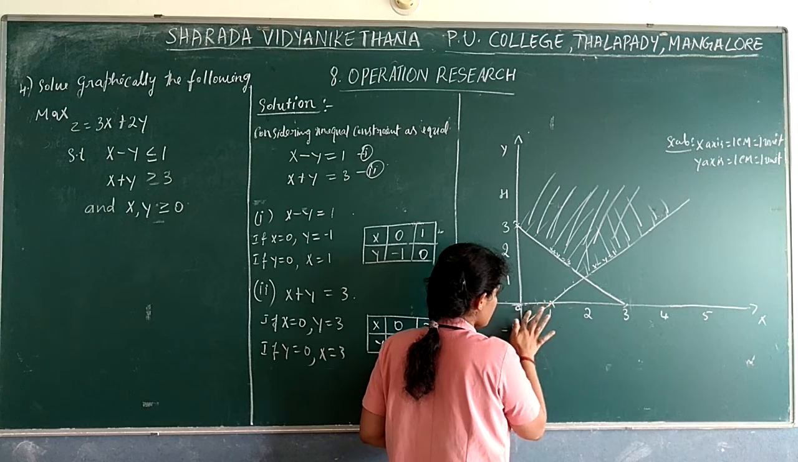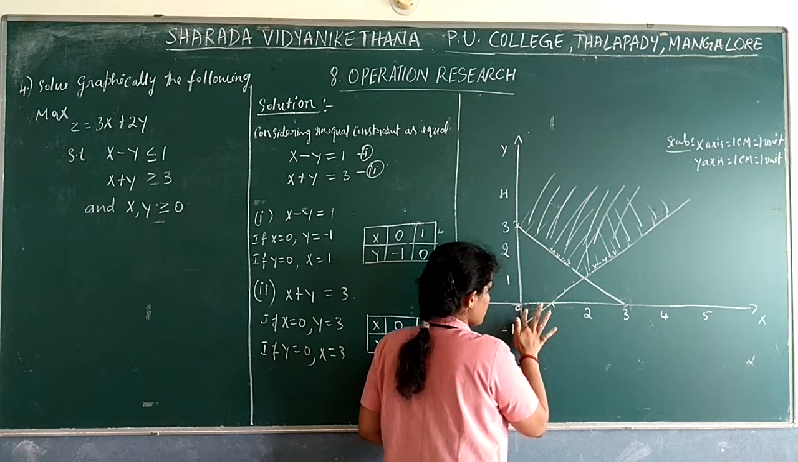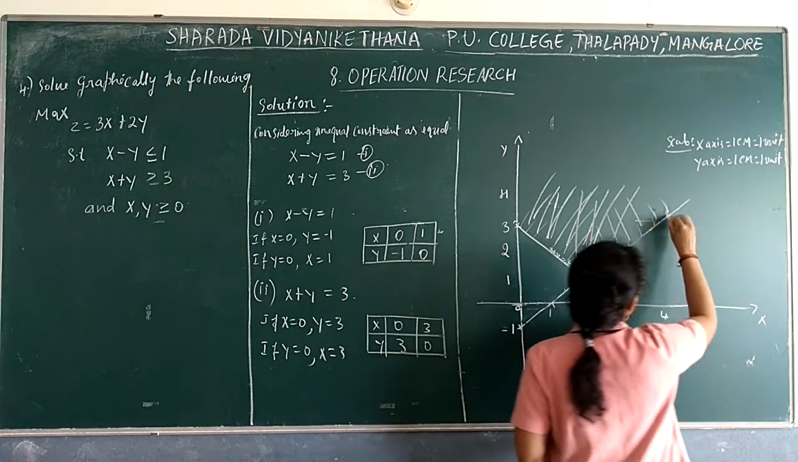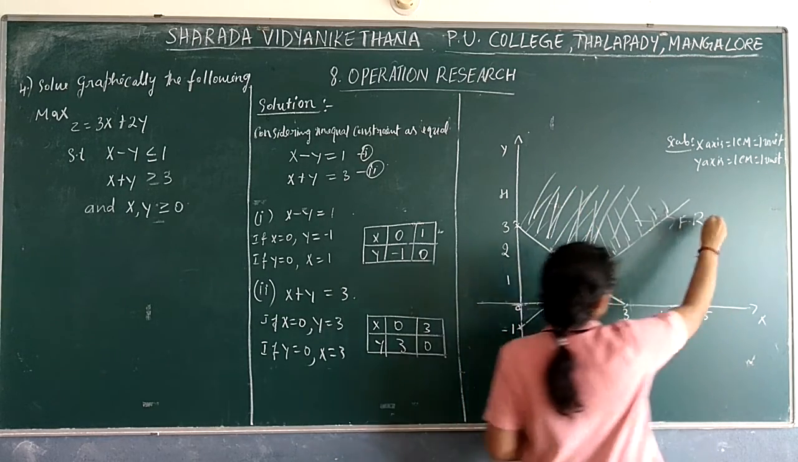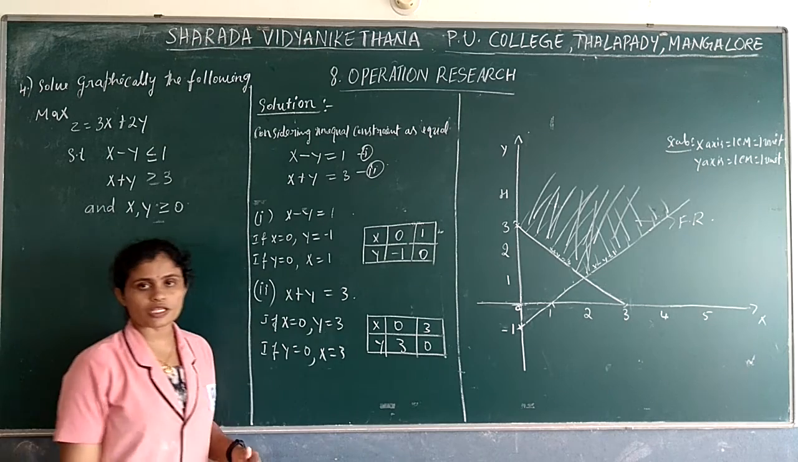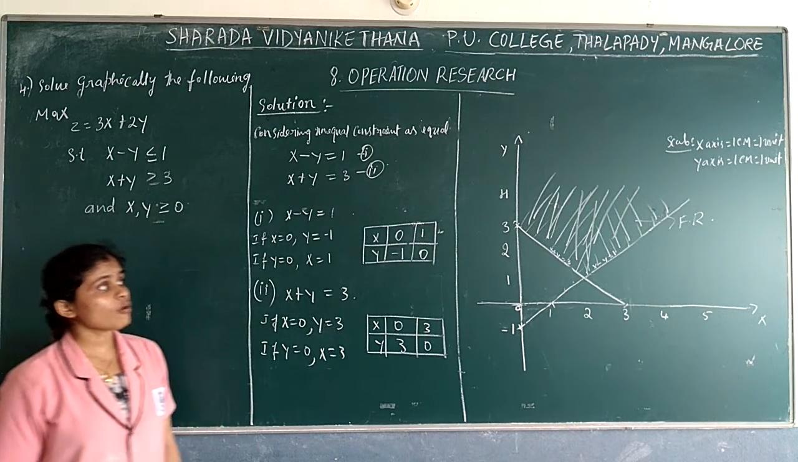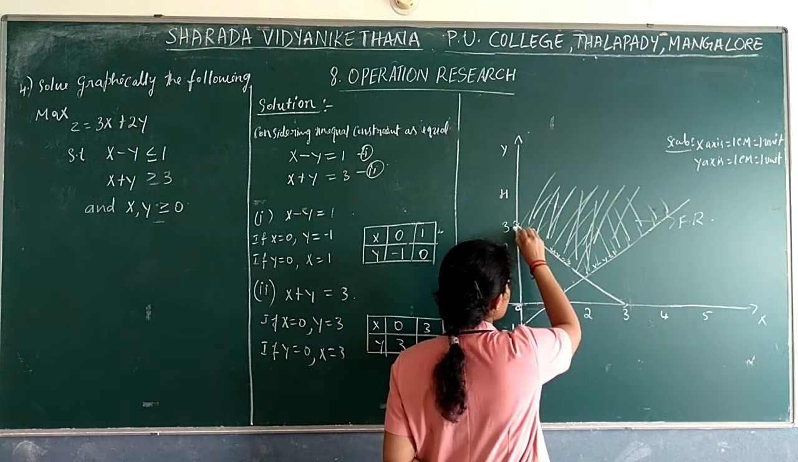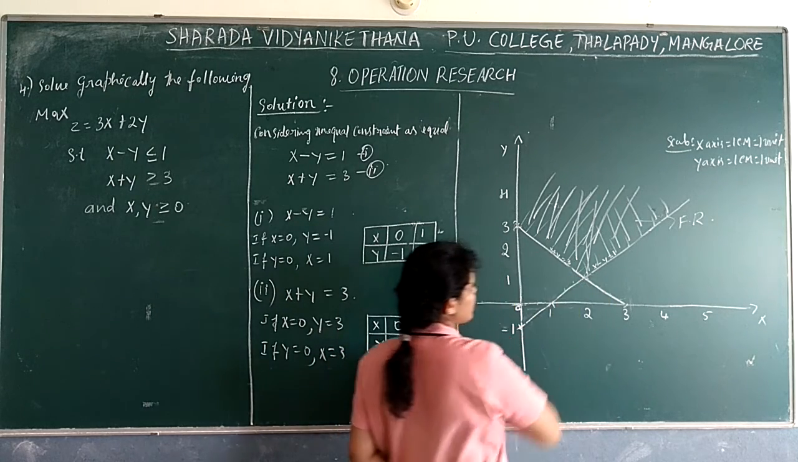Other lines you have to erase. This is not necessary. Now this is our feasible region. Now we have got the feasible region for this particular problem. Now identify the corners. When we identify, here we can get 1, here we can get 1.